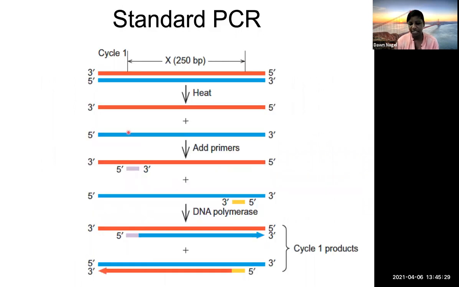So in a standard PCR reaction, right, you have your double-stranded DNA, and you say you want to amplify between these two regions. You have double-stranded orientation, again, 5' to 3', and 5' to 3' on the other strand. So do you recall how high you need to heat this double-stranded DNA for it to be denatured?